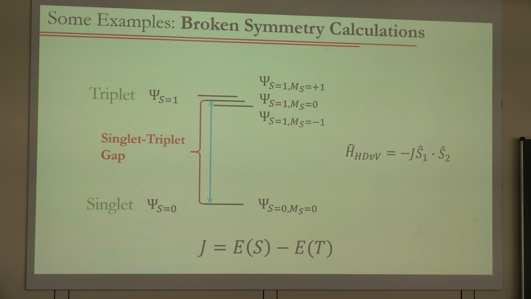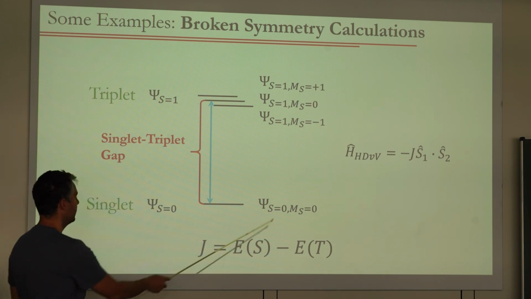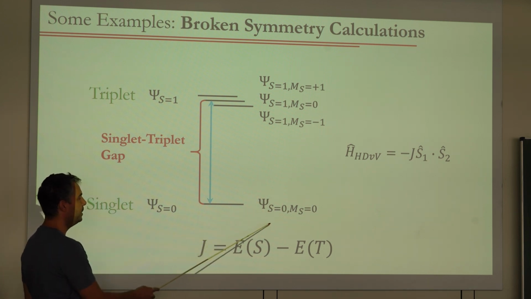So, okay, this is blank. Broken symmetry calculations are also very common. When you have a singlet, it's something that has a total spin.